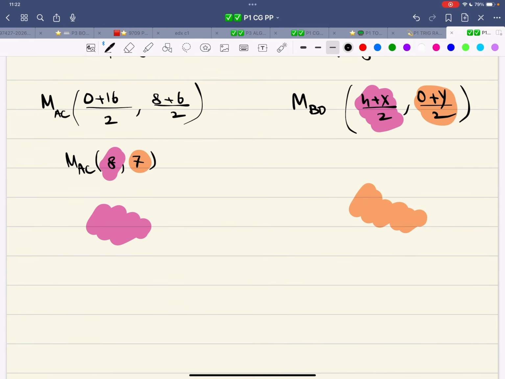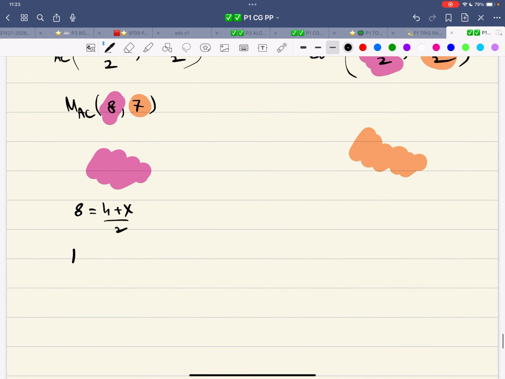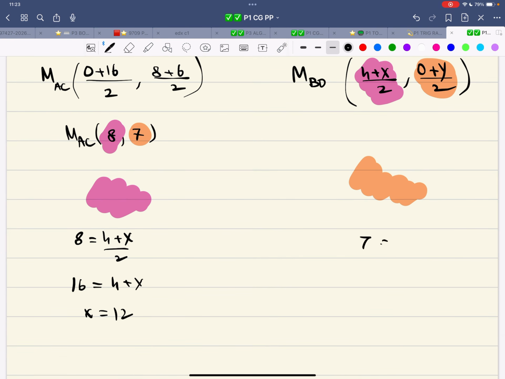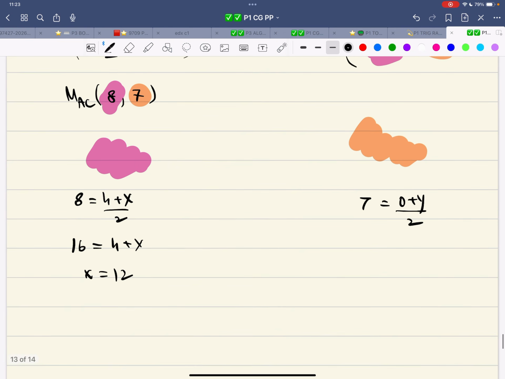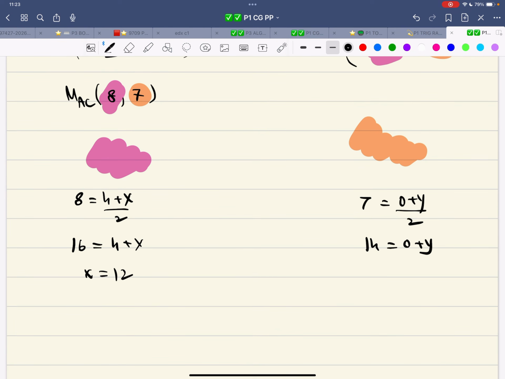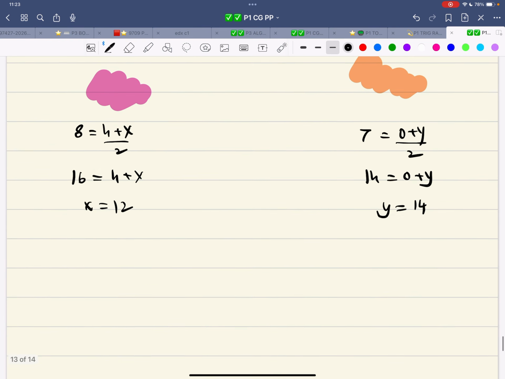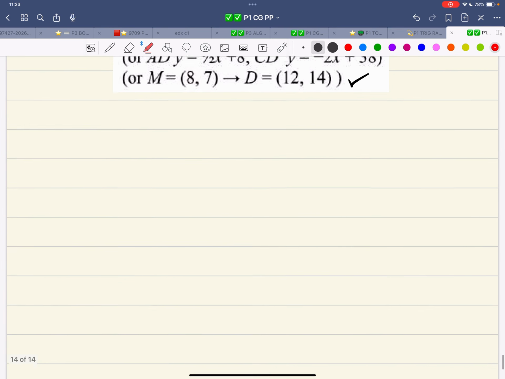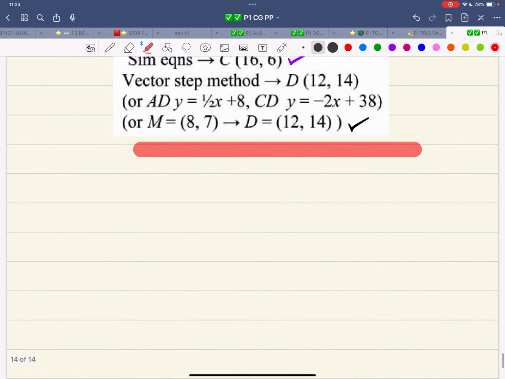So therefore, 8 is 4 plus X over 2. 16 is 4 plus X, therefore X is 12. And similarly, 7 is 0 plus Y over 2. Therefore, 14 is 0 plus Y, therefore Y is 14. Of course, you will be getting the same answer. And this is 12, 14. So I think it's done and dusted. This whole concept is there, and it's all clear.